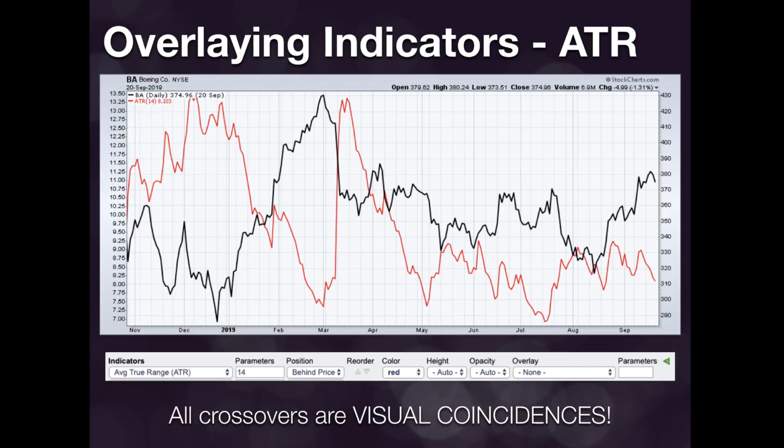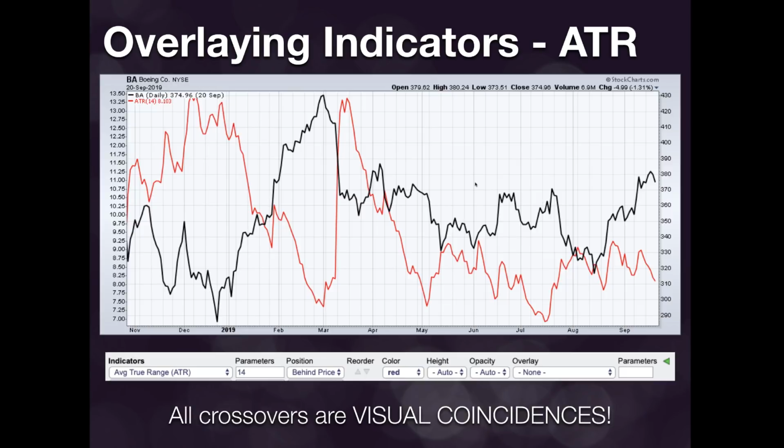So here's another example, and just to make this point very clear, I've created an example with Average True Range, another indicator that is typically plotted in a different panel, but I've overlaid it. As you can see here, here's ATR, parameter 14, behind the price. I've made it red. Boeing remains in black. We see two different scales here. This is Boeing's price, and this is the ATR. And we see a lot of movement here, and we see lots of crossovers.